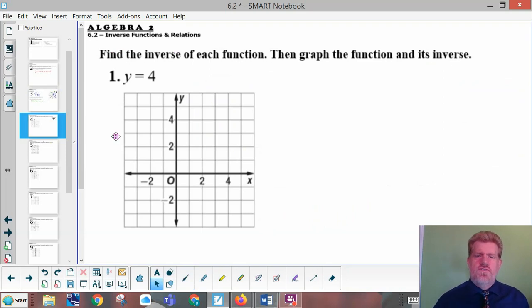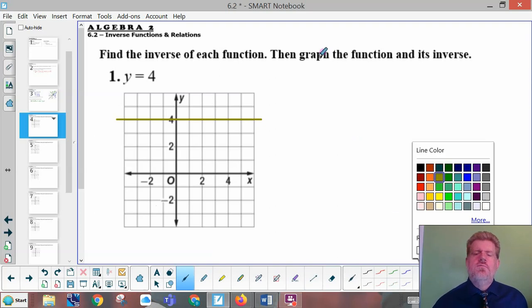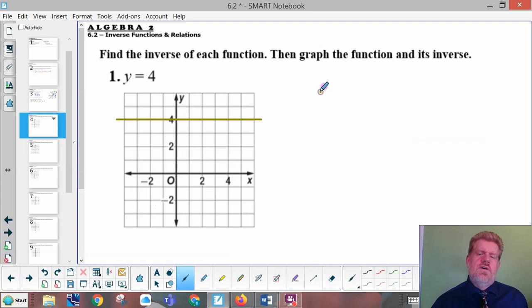So let's look at the original function first, y equals 4. Well, do you remember what y equals 4 looks like? Yeah, that's an interesting color. Let's try that one. That's y equals 4. Okay. So if that's y equals 4, what's its inverse? Now let's think about it this way.